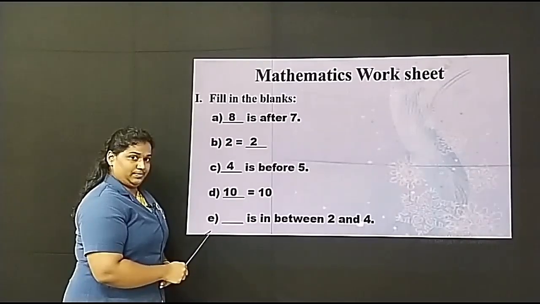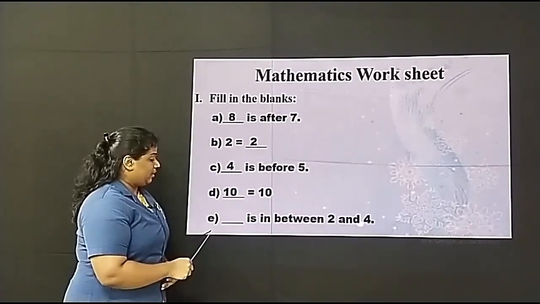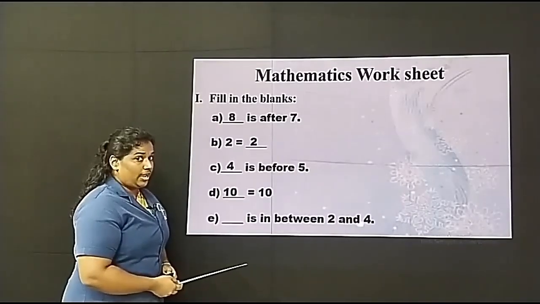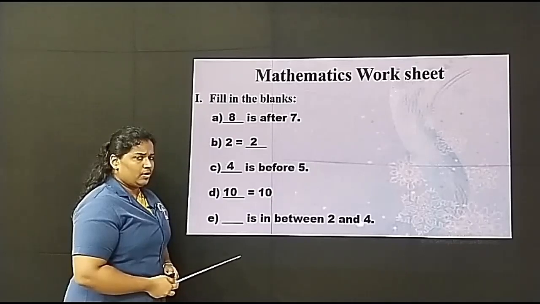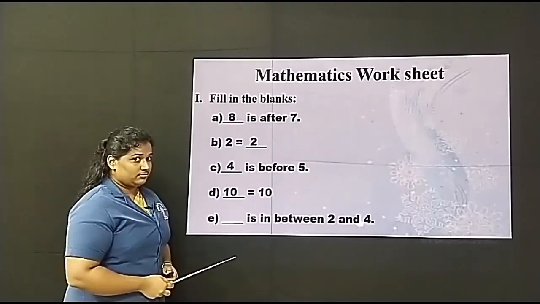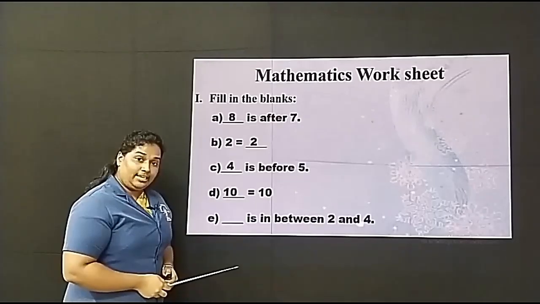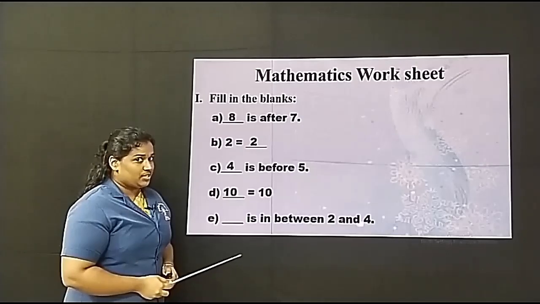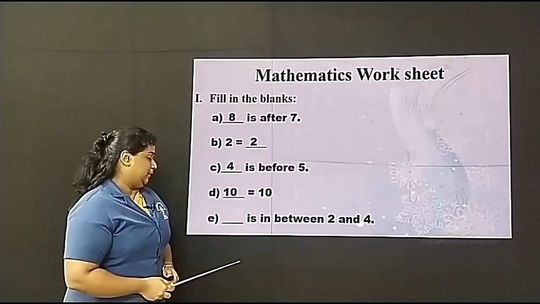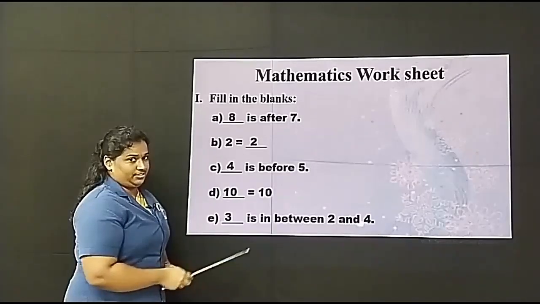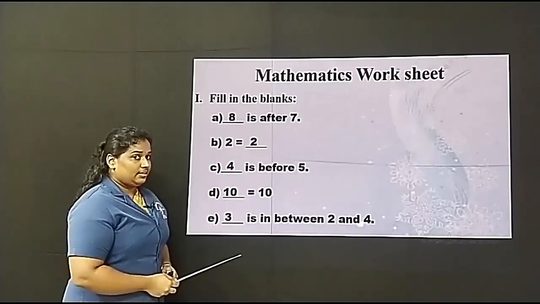Next question. E. Dash is in between 2 and 4. What is in between 2 and 4? Yes, 3 is in between 2 and 4. So the answer is 3. So 3 is the answer which we have written. Let's see the next question.